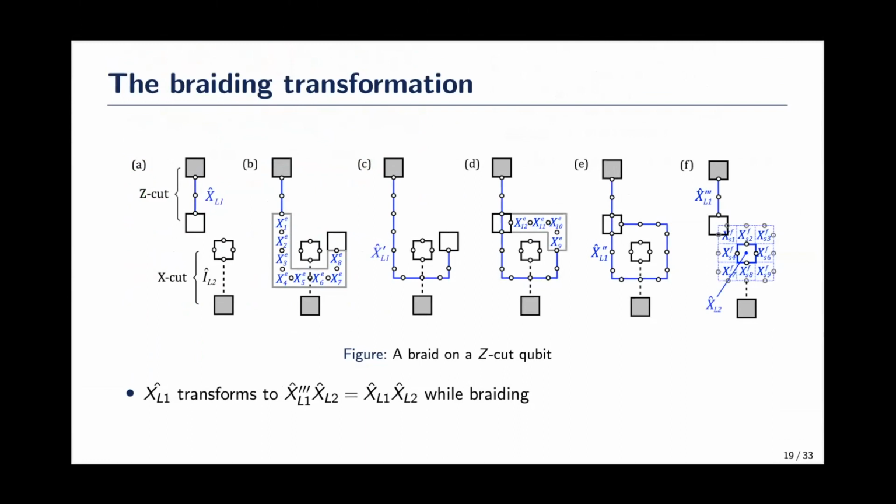And we can implement CNOT by braiding the qubits. There is one Z-cut qubit and one X-cut qubit, and there is a logical X operator. By moving this qubit through the X-cut qubit, it becomes XL1 times XL2. So the braiding transformation transforms XL1 to XL1 XL2.